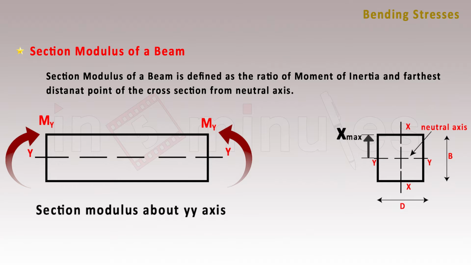then the section modulus of the beam about your yy axis could be written as Zyy is equal to Iyy, which is the moment of inertia of the beam about the yy axis, upon xmax.